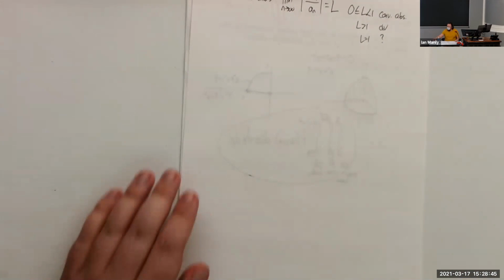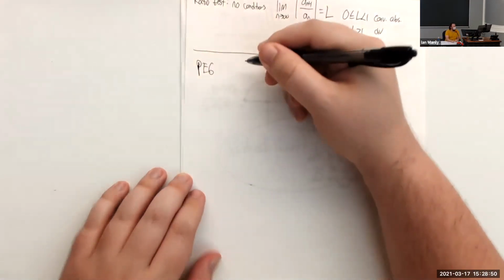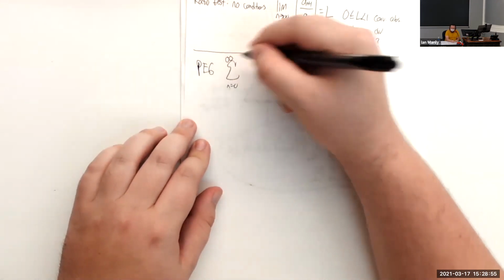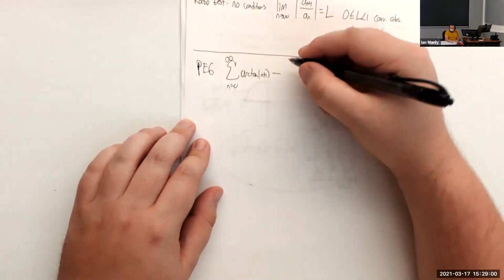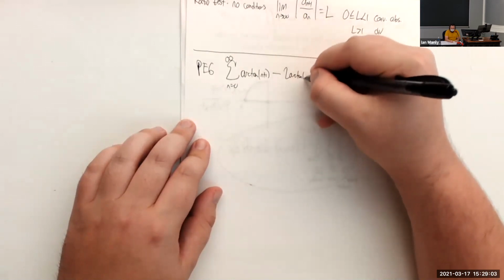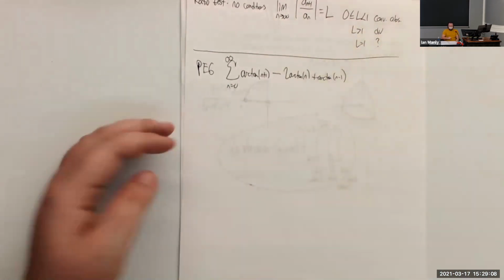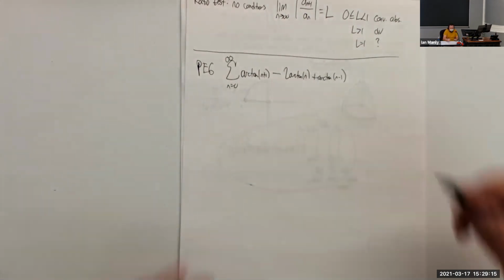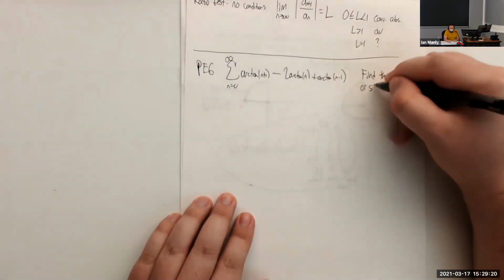All right. Practice exam 6. So this was the sum from n equals 0 to infinity of arctan of (n plus 1) minus 2 arctangent of n plus arctan of (n minus 1). All right, so let's go ahead and see what's going on with this. So in this one they asked us to find the sum of the series or state it diverges.